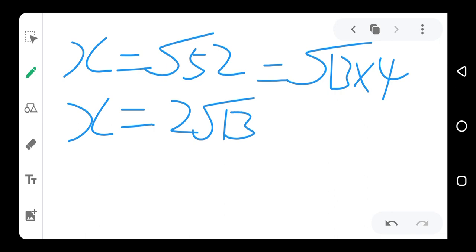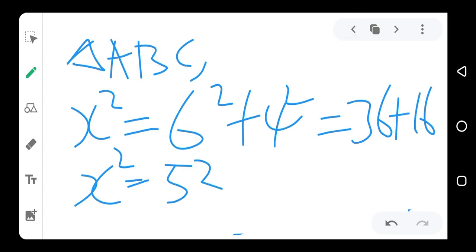Let me get the final decimal value since we are going to use it to solve another question. This will give us 7.2. I can use it like this, or I can also leave it like this. Either way, if you stop here, you get your full mark. If you solve it to this, you still get your full mark. Now we have that our x is 7.2 or 2 root 13.